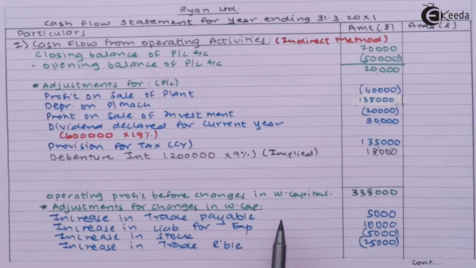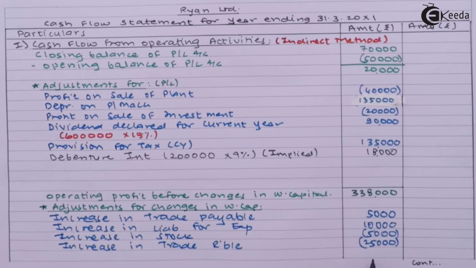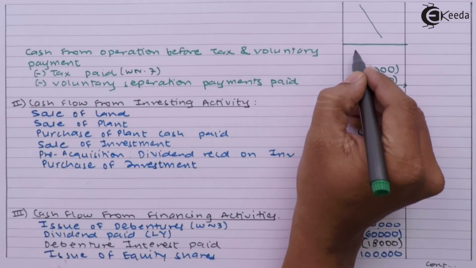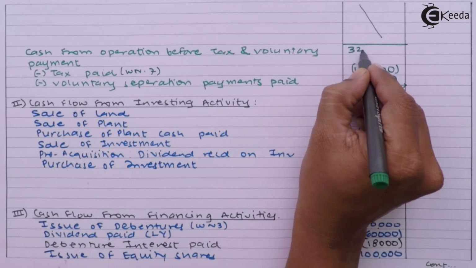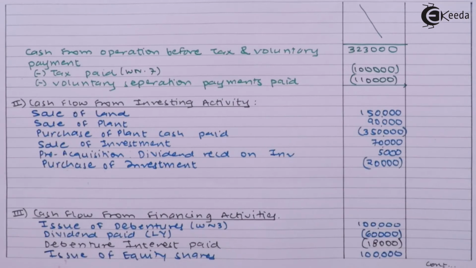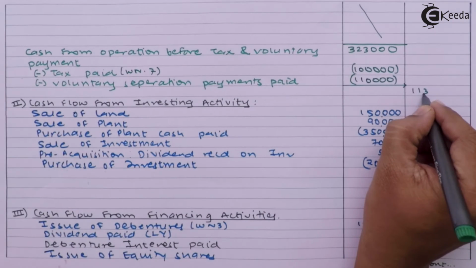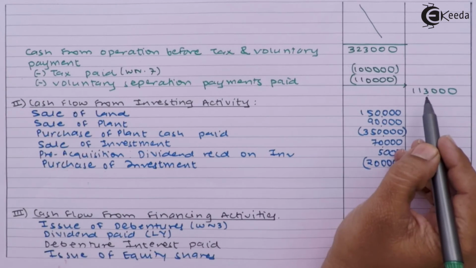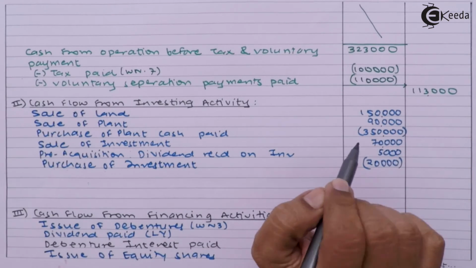3,38,000. It is your operating profit before changes in working capital. I have to adjust for the changes in working capital here. So this space got wasted. So 3,23,000. 1,13,000 is your positive figure. It is net cash generated in operating activity.